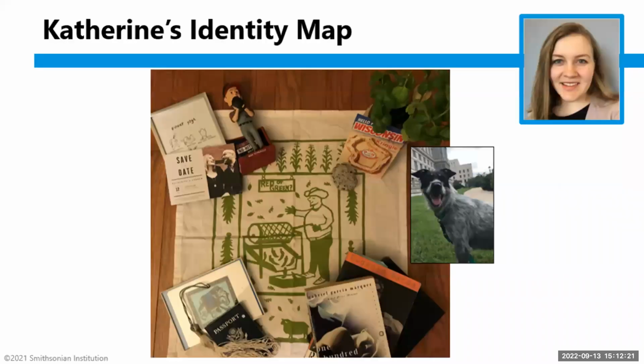The next slide, you can see my colleague, Katherine. Katherine has done her identity map in yet another way. She has gathered items from around her house and put them together into kind of a mini art installation and taken a picture. You can see lots of different things that are important to Katherine, like the tapestry in the back, which represents her home state of New Mexico, her picture of her dog, and her passport.